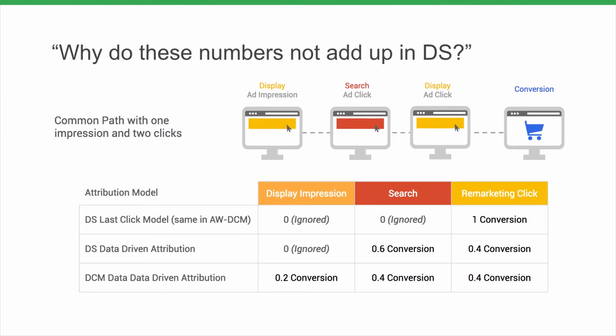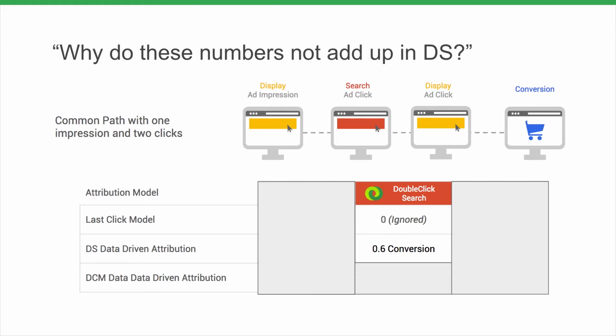Consider the following scenario. Let's consider this customer journey where a consumer sees a display ad from a prospecting campaign, then clicks a search ad and finally clicks on a remarketing ad before converting. Let's say this is happening on the same device. A last click model in DS will assign 100% of the conversion credit to the display click and will not attribute any credit back to search. AdWords and DCM would do the same. The DS DDA model is a click-based model and does not take impressions into account. Hence, it would assign a fractional credit to both the search click and the remarketing click.